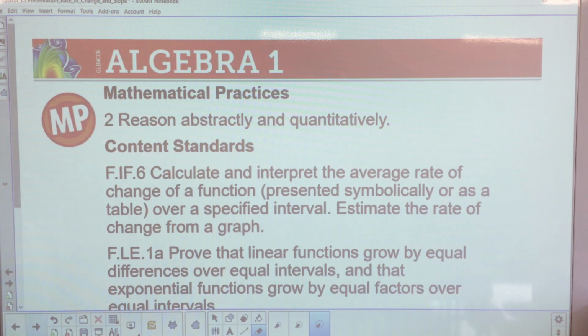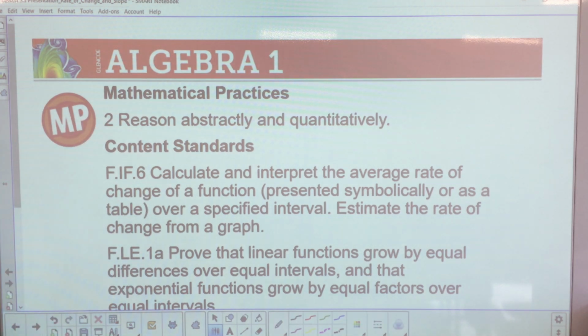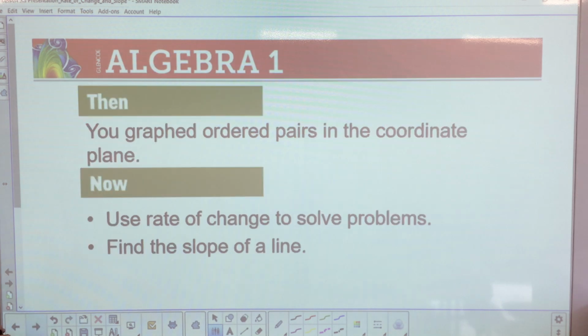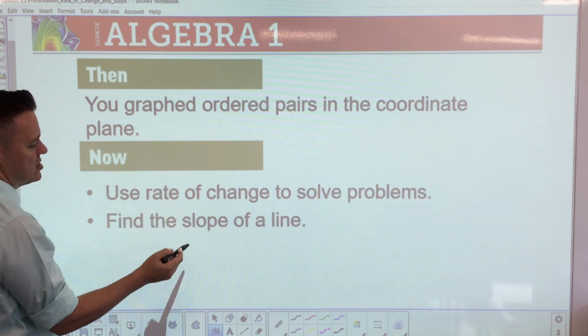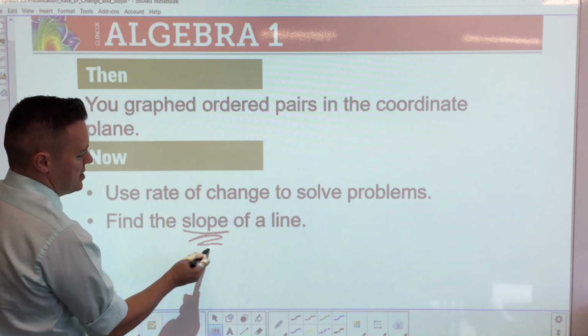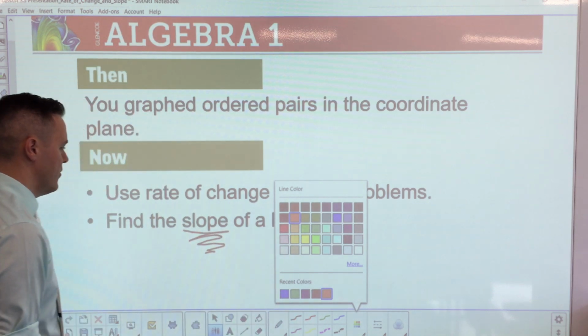Mathematical practice 2, reason abstractly. A couple different quantities. We're going to start doing rate of change. That's going to be a huge indicator for you guys as we move forward. It's going to be something we're doing a lot. You guys have been able to graph ordered pairs. Now we are going to find the slope of a line, which is going to be very important for you guys.